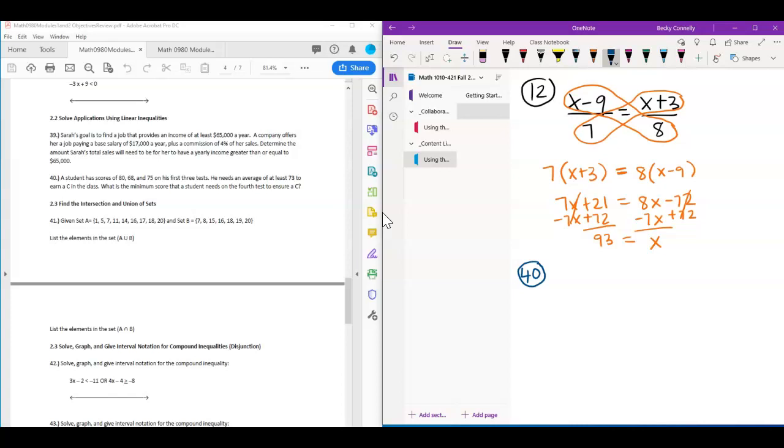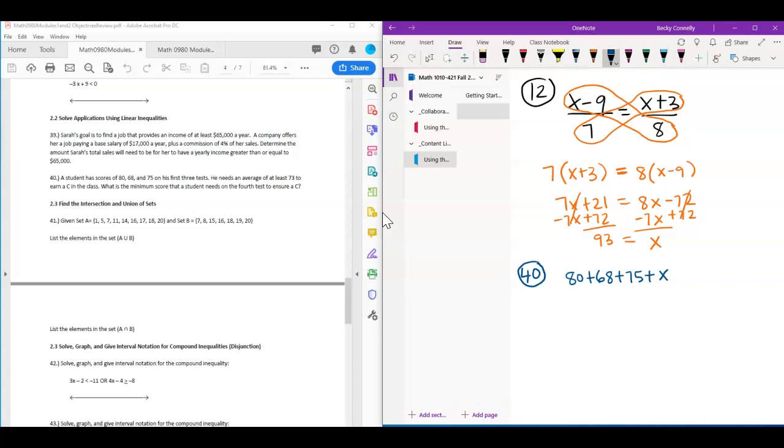Okay, a student has scores of 80, 68, and 75 on his first 3 tests. He needs an average of 73 to earn a C in the class. What is the minimum score that the student needs on the 4th test to ensure a C? All right, so we know that we're trying to find the average of his 4 test scores, but the problem is we don't know what he has on his 4th test score. That's what we're trying to determine.